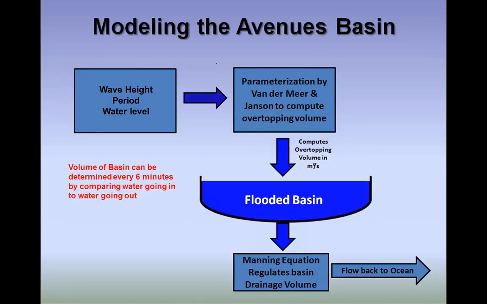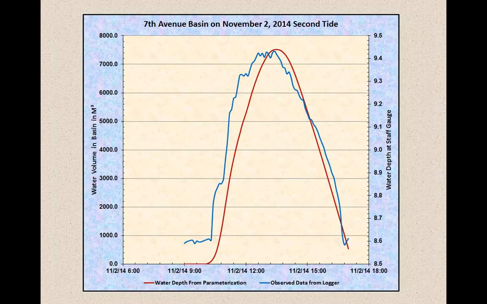So we plotted up something like this. This event was the November 2nd event, 2014. On the left side, I've plotted the volume of the water in the basin and the level on the staff gauge on the right side. The base of the staff gauge is at 8.5, and those units are in NAVD 88.